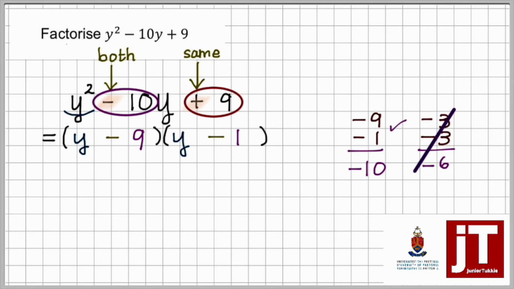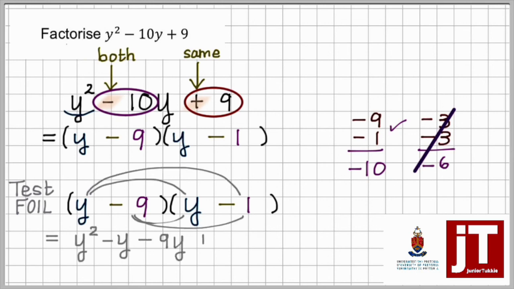Now we have completed the factorization, but remember we can always test to see if we have done this correctly. And to do so, we use FOIL. When you apply FOIL, you end up with y squared minus y minus 9y plus 9. Can you see that when we applied FOIL and we multiplied the first terms, we ended up with y squared? When we multiplied the last terms in each set of brackets, we end up with that positive 9 that you find in the original expression.